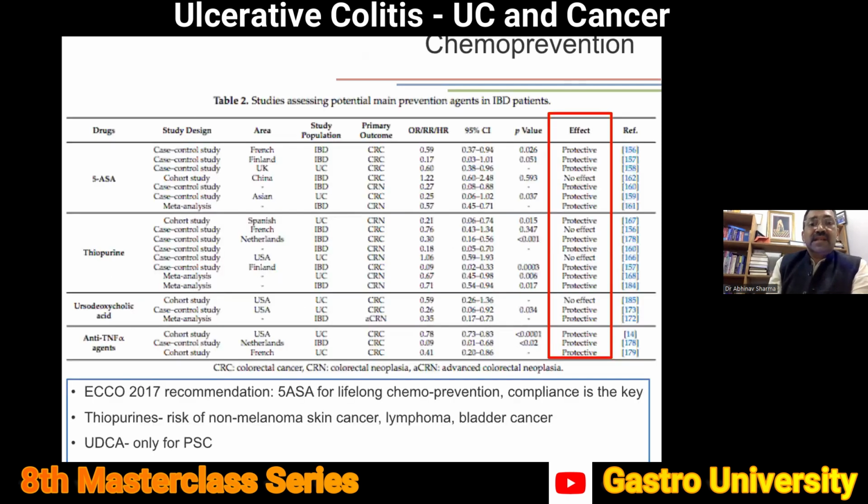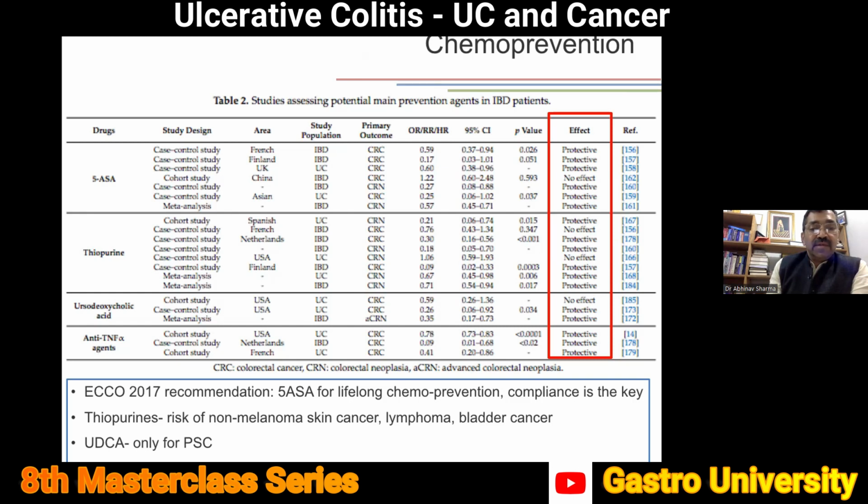Now, this table summarizes the various agents used in ulcerative colitis and their protective effect: 5-ASA, thiopurine, UDCA, and anti-TNF agents. All of them have a protective effect against colorectal cancer. It means if you keep inflammation suppressed, colorectal cancer will not be there.